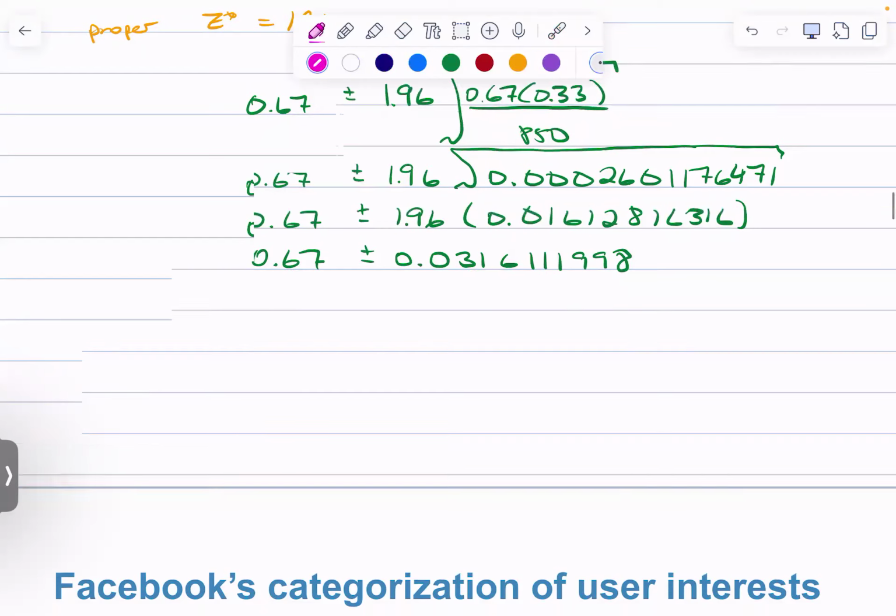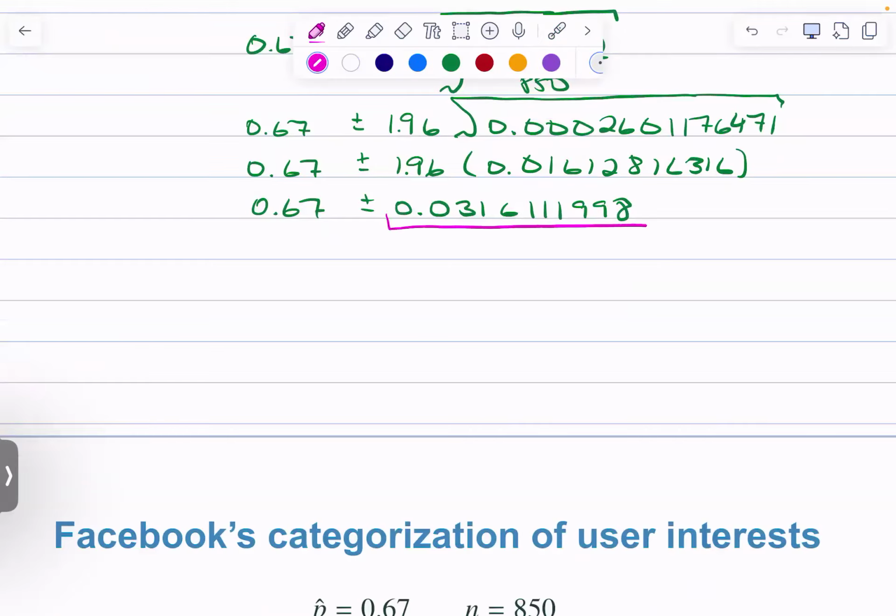When we've multiplied the critical value with the standard error, we call this the margin of error. A lot of articles and scientific journals that you read will report the margin of error. And so the margin of error is Z star times the standard error of p hat.